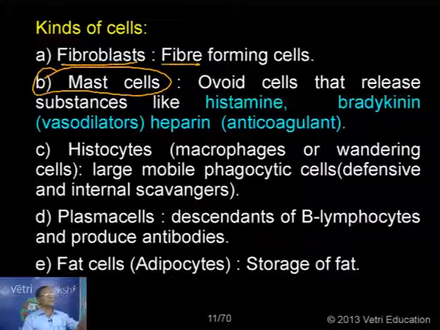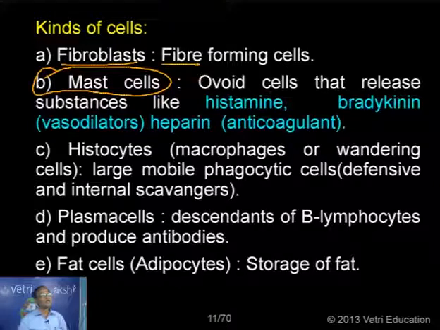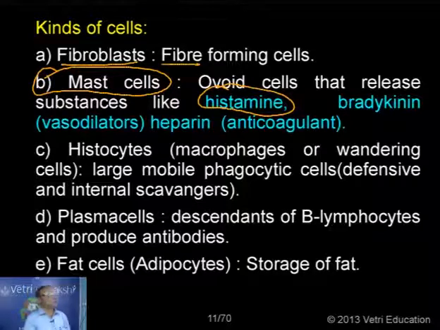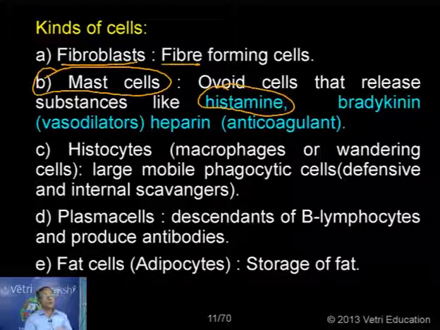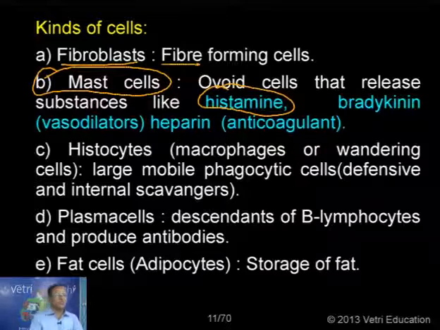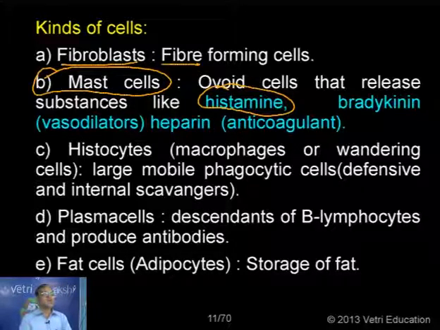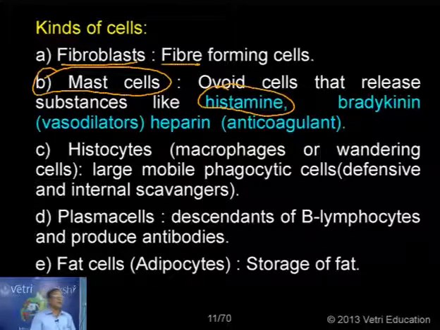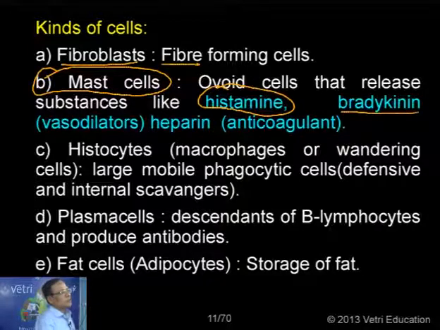So these cells are normally oval in shape. They release substances like histamine, the most important substance, taking part in the dilation of the blood vessels. So once you are stung by a honeybee or bitten by, for example, a centipede or anything else, red swellings occur here and there, and this is because of the dilation of the blood vessels. That is the effect of this histamine. It dilates the blood vessels, increases their diameter at the point where you are stung. And along with this there is another substance called bradykinin.